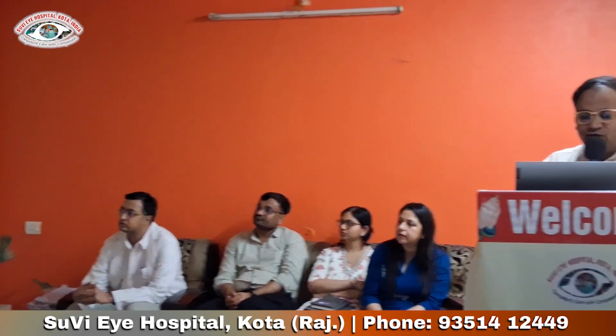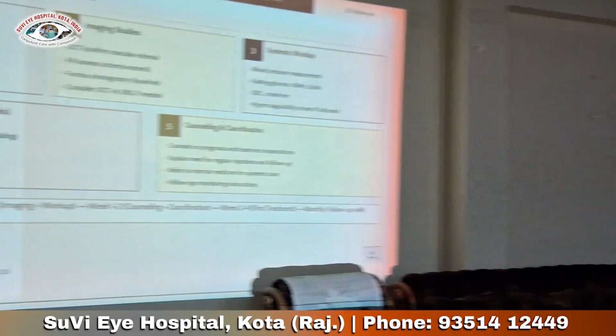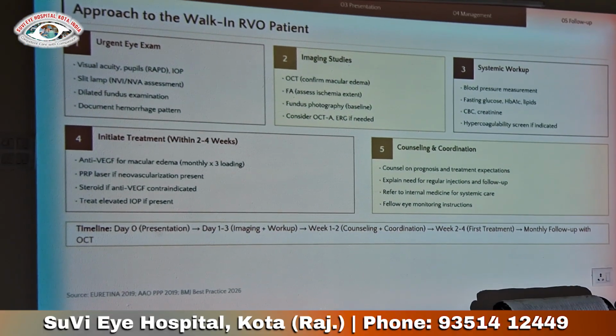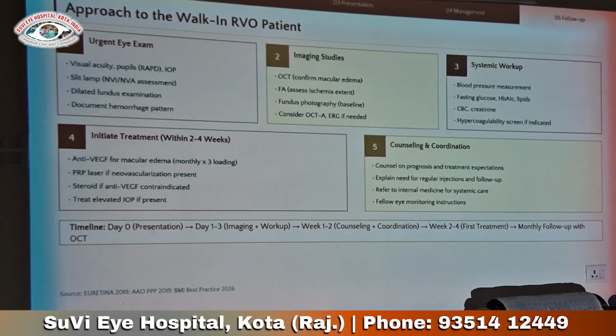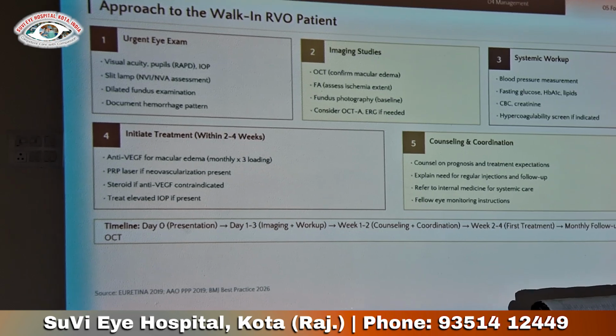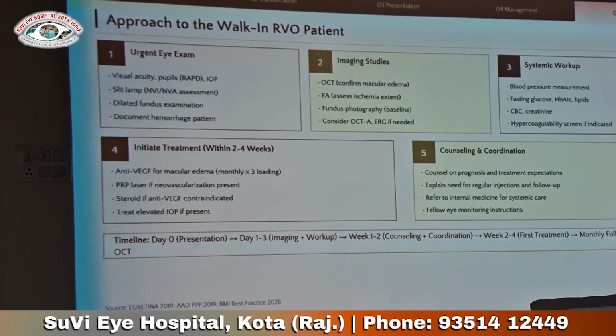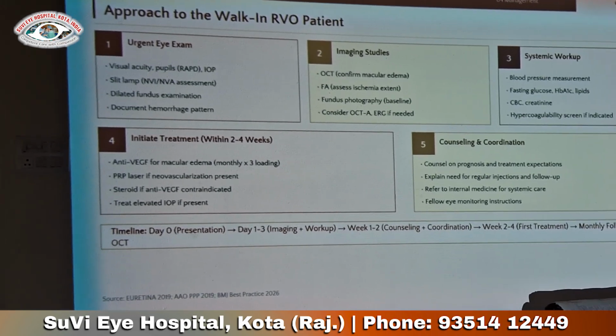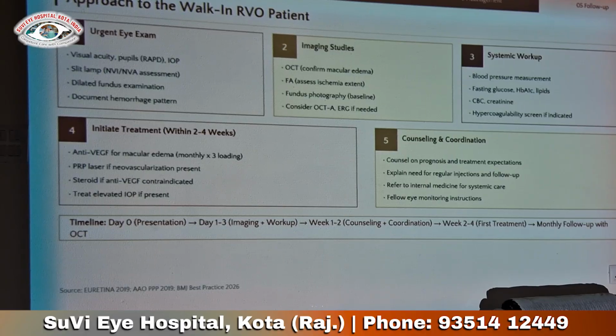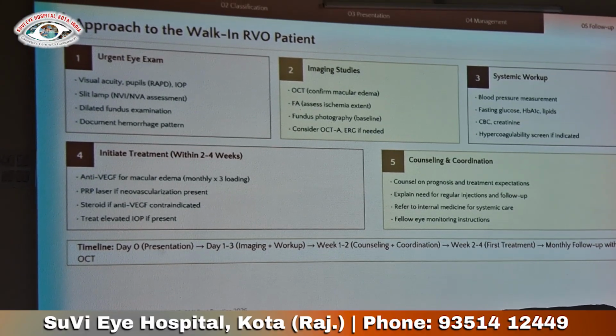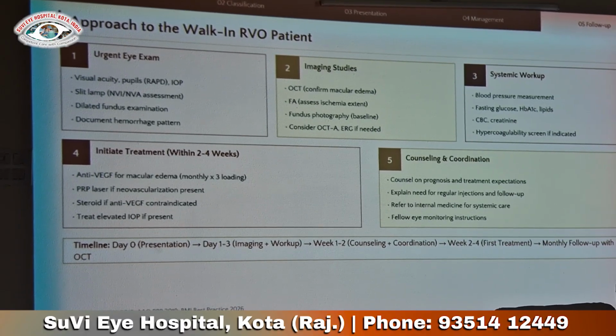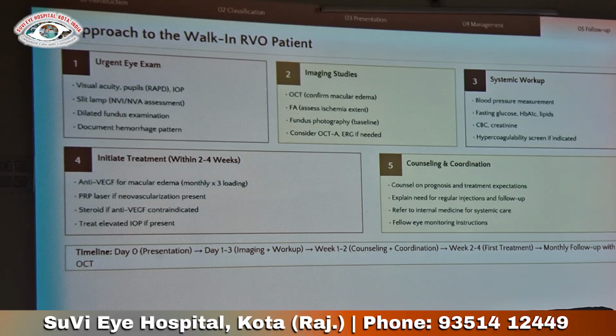Then how do we approach the patient? First is urgent eye examination, then imaging studies like OCT, FFA, fundus photography, then systemic workup. We have to start the initial treatment within 2 to 4 weeks. And the last is counseling and coordination.